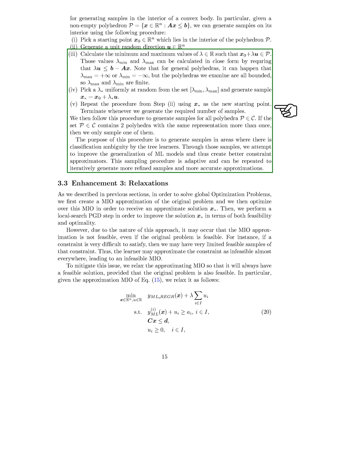Finally, we generate samples for all the polyhedra. If the same polyhedron appears more than once, we only sample it once. The goal of this procedure is to generate samples in areas where the tree learners are uncertain. By doing this, we hope to improve the generalization of machine learning models and create better constraint approximators. This sampling procedure is adaptive and can be repeated to iteratively generate more refined samples and more accurate approximations.